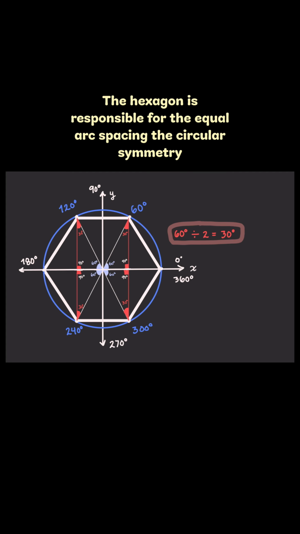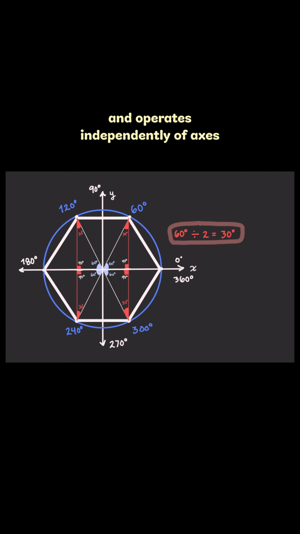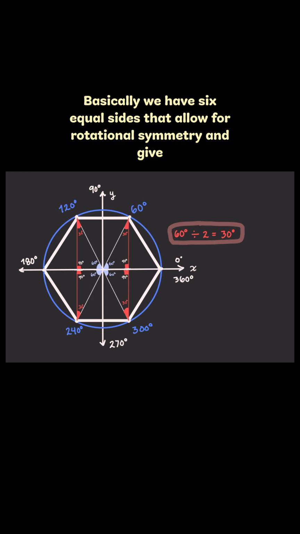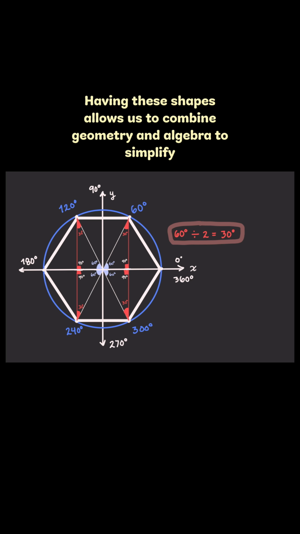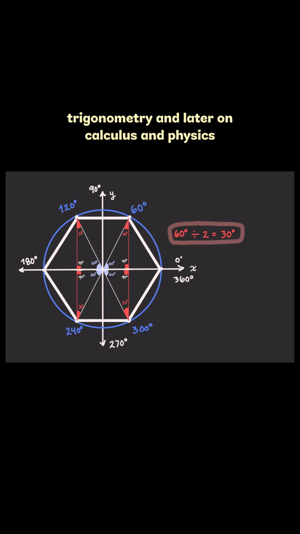The hexagon is responsible for the equal arc spacing, the circular symmetry, and operates independently of axis. Basically, we have 6 equal sides that allow for rotational symmetry and give rise to the 30-60-90 triangles. Having these shapes allows us to combine geometry and algebra to simplify trigonometry and later on calculus and physics.